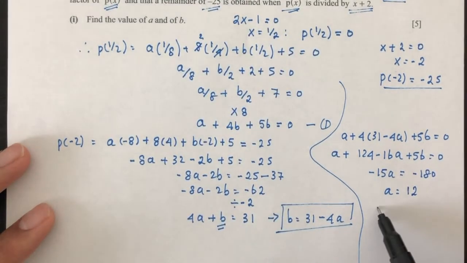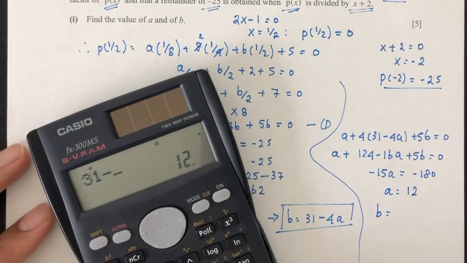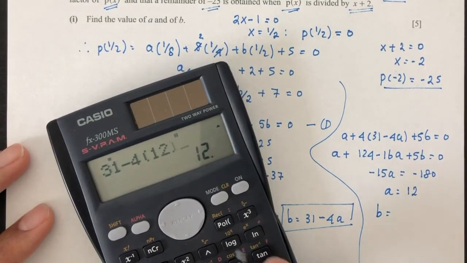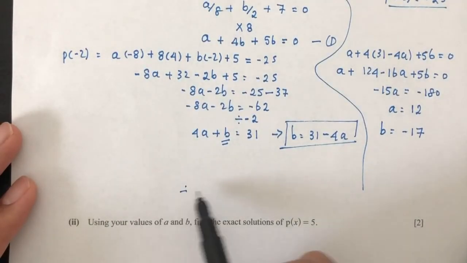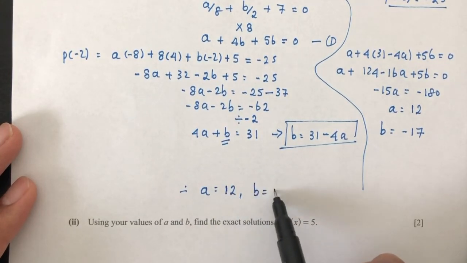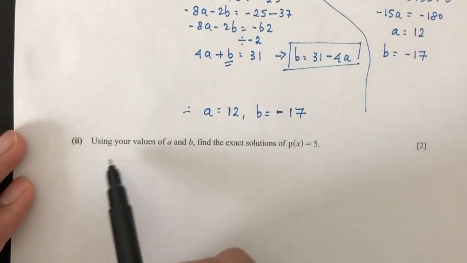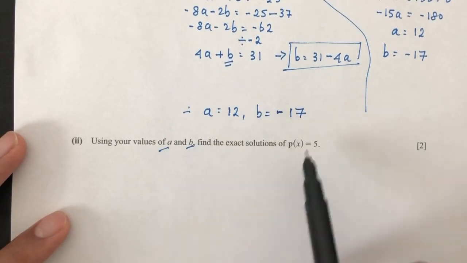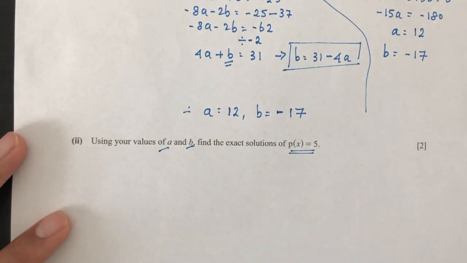And what is the value of b? b will be 31 minus 4a, minus 17. So as you can see, the value of a is 12 and the value of b is minus 17. That will be part 1. Now for part 2, using your values of a and b, find the exact solution of this equation.